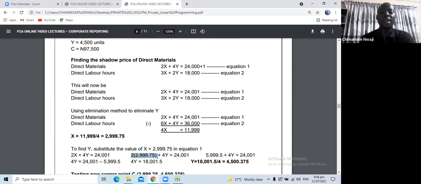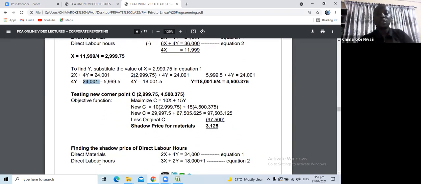2 times x, that's what this means, plus 4y equals 24,001. So when you multiply 2 times this x, you have 5,999.5. When you now take like terms, 4y is on its own, 24,001 minus 5,999.5 gives us 18,001.5. When we divide that figure by 4, we are getting 4,500.375 as our y.